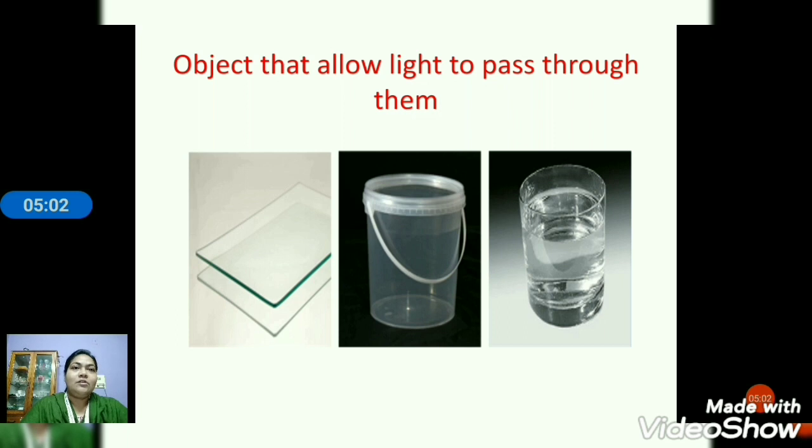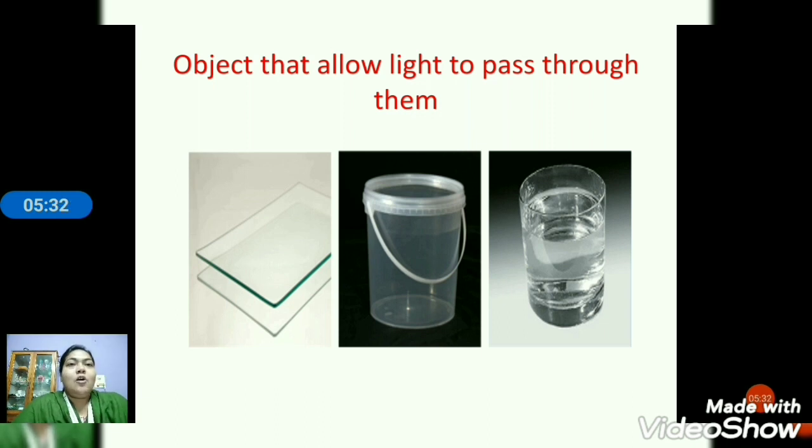Now, they also say that objects allow light to pass through them. You'll find some objects that allow light to pass through, and you will not find a shadow. There will be no formation of shadow. Some objects allow light to pass through them. They do not block the light. So they do not form a shadow.